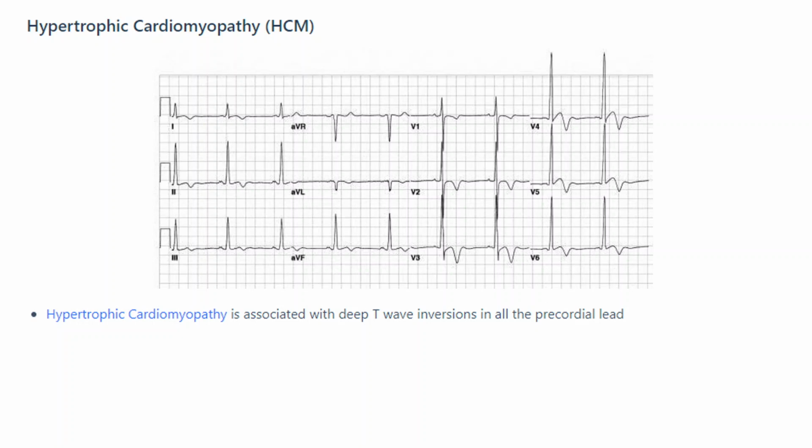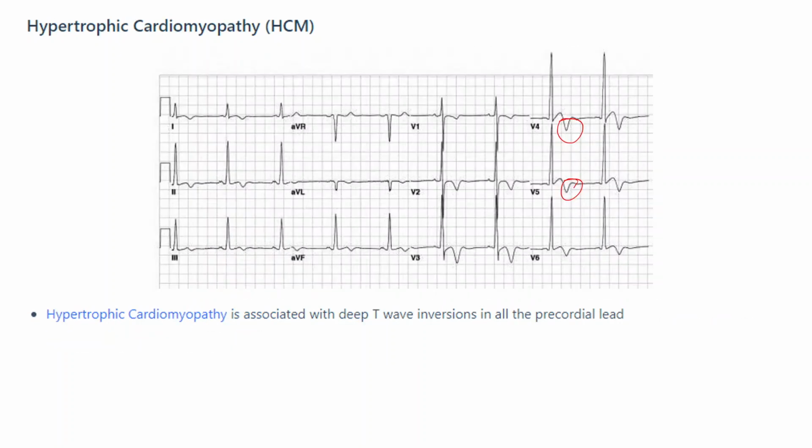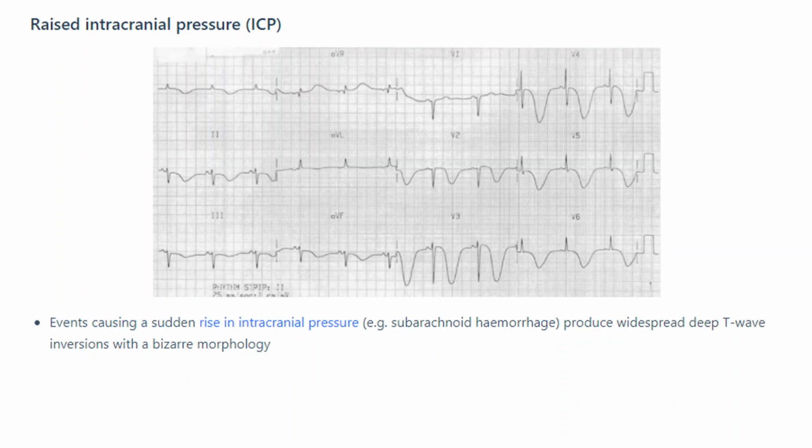Hypertrophic cardiomyopathy, we'll be discussing more on this later. Hypertrophic cardiomyopathy will produce an inverted T wave, and I have already told you that it can also produce a prominent Q wave. A prominent R in V1 also, in hypertrophic cardiomyopathy. Raised ICT also can cause T wave inversions like this.